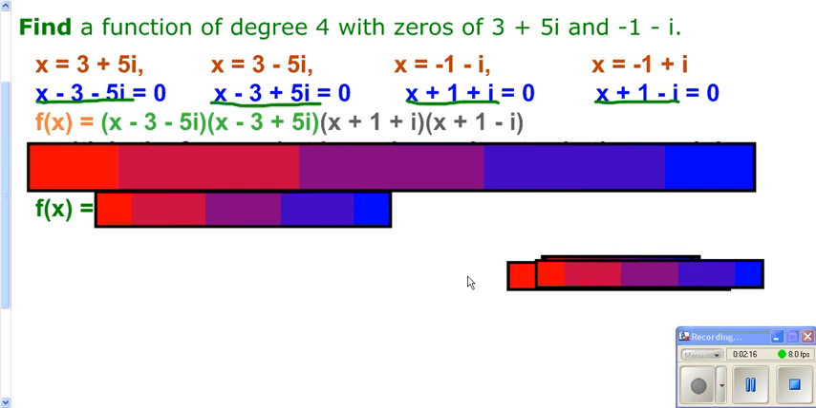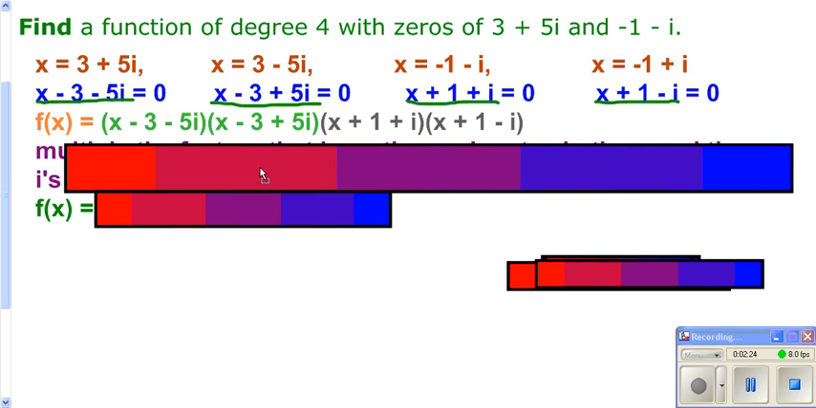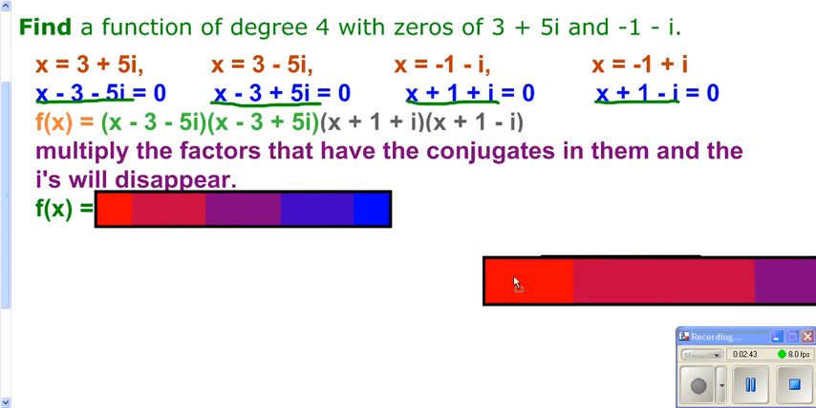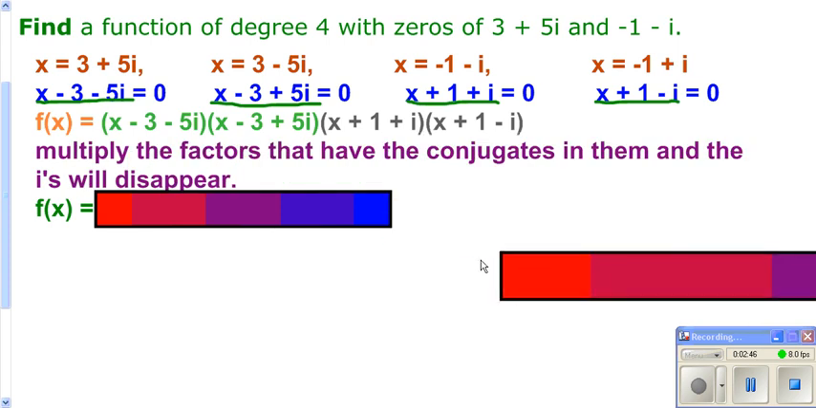Now, you'll notice we have lots of i's hanging around. We don't want i's left in our problem. What you want to do is go ahead and multiply the 2 green parentheses together. Those are the ones that contain the conjugates. When you do that, your i's will drop out. You'll want to multiply the 2 gray ones together, and if you do that correctly, your i's will drop out. So in other words, to eliminate your i's, you multiply the 2 factors that have the conjugates in them, and the i's will disappear.